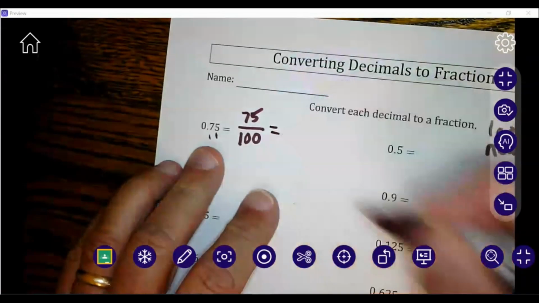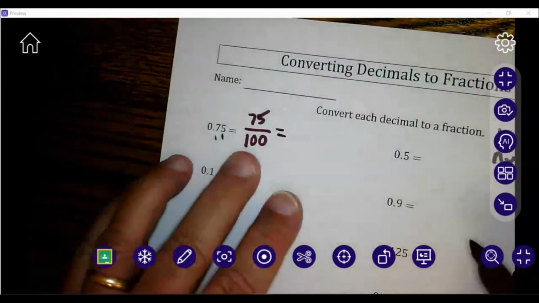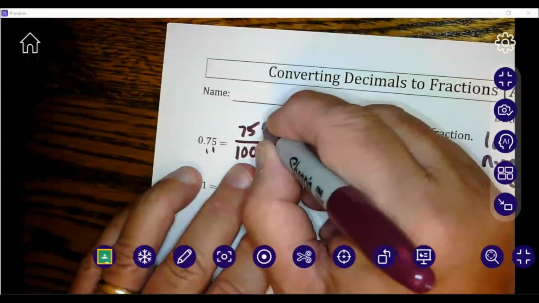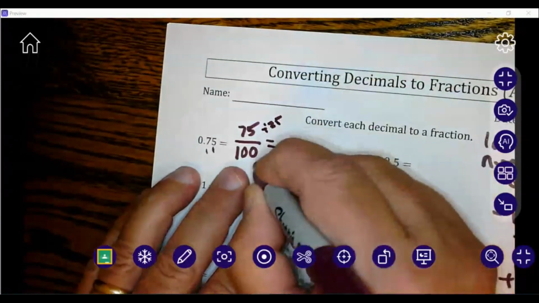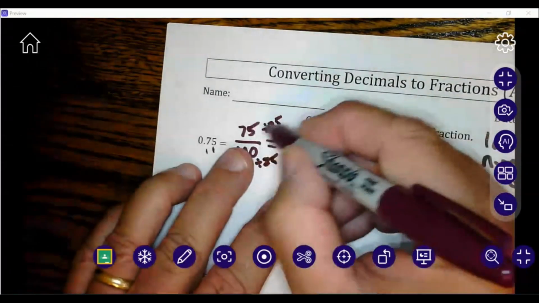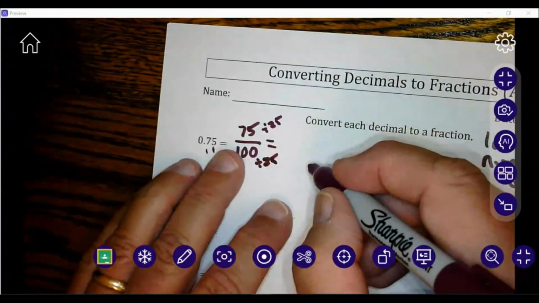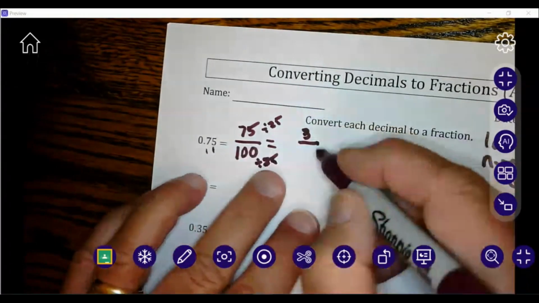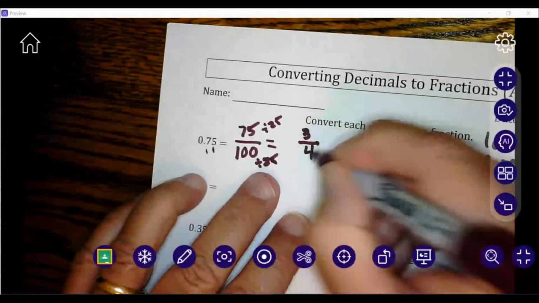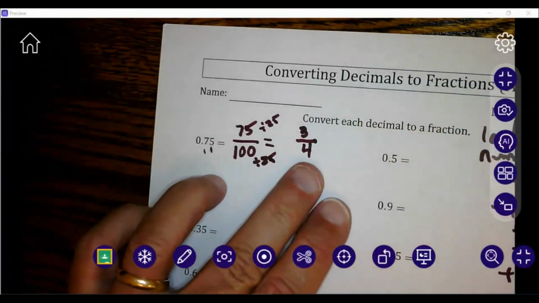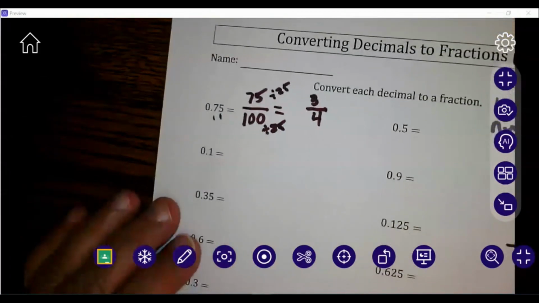Now, anytime you have a fraction that can be reduced, you need to reduce it. I know that 75 has 25 in it, and so does 100. So 75 divided by 25 is 3, and 100 divided by 25 is 4. So 0.75 is the same as 3/4.